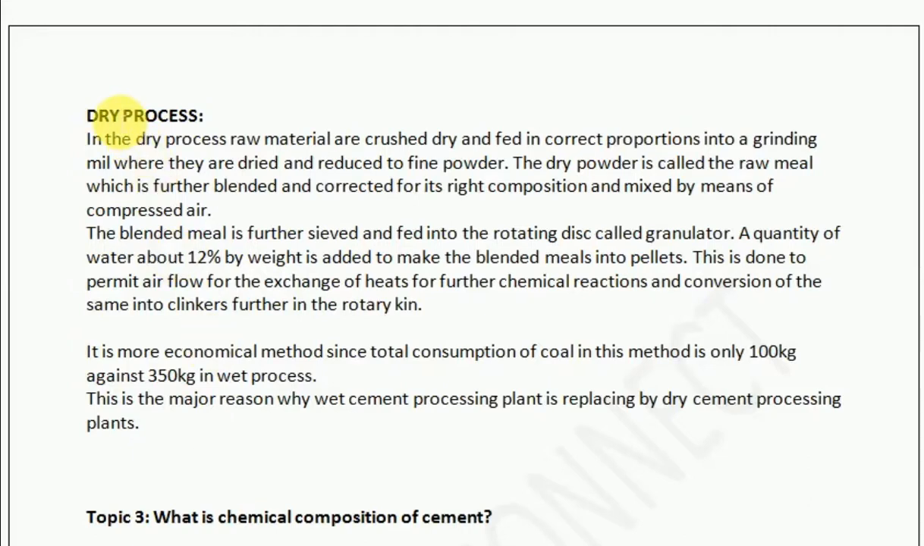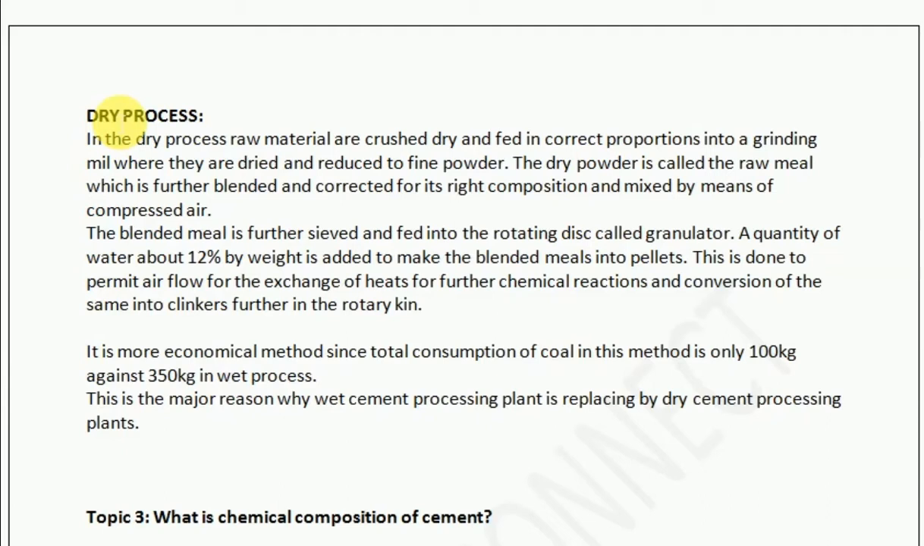We have already understood the wet process of cement production. But do you know that most of the cement manufacturing plants in India use the dry process, and there is a reason behind it. In the dry process, much less energy is consumed. So let us understand how this dry process of cement manufacturing takes place.